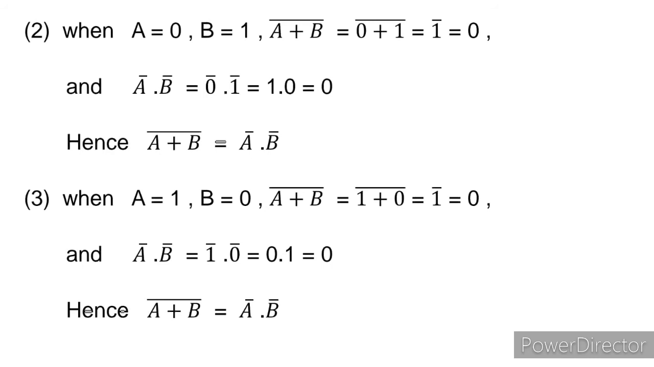Case 3: when A is equal to 1 and B is equal to 0, (A plus B) bar is equal to (1 plus 0) bar, which is 1 bar, which is 0. And A bar dot B bar is equal to 1 bar dot 0 bar, which is 0 dot 1, which is 0. Again it proves (A plus B) bar is equal to A bar dot B bar. So it is very simple. Once you take addition, you get product; you get a product, you find addition; and if you get 1, its bar is 0; if you get 0, you find bar 1. So it is a very simple simplification.